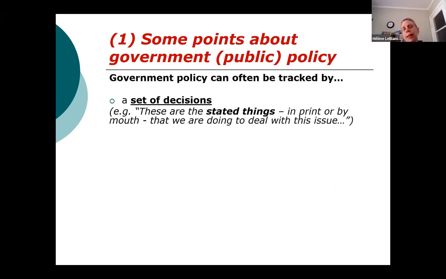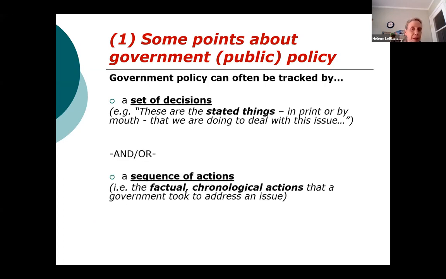Another point I wanted to make is how do we actually find it when we're researching it? I've found there are two ways, and you're not really going to do one or the other. It's usually a mix of both. One of them is simply researching what are the stated things, in print or by mouth, that a government says they're going to do to deal with an issue.